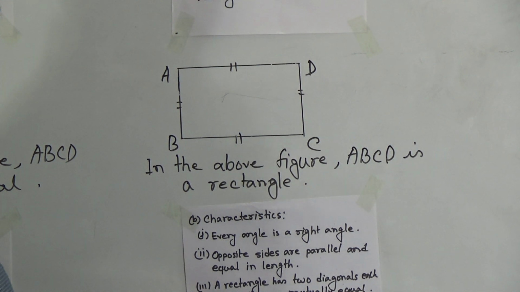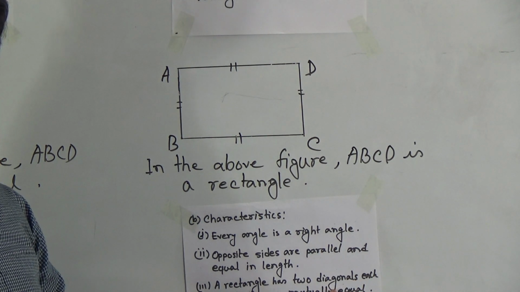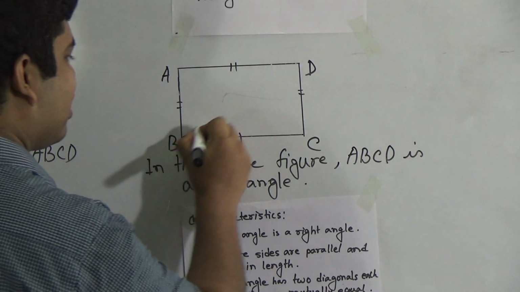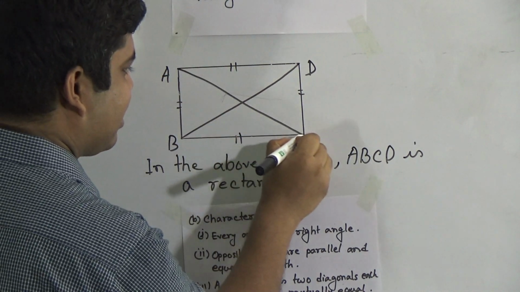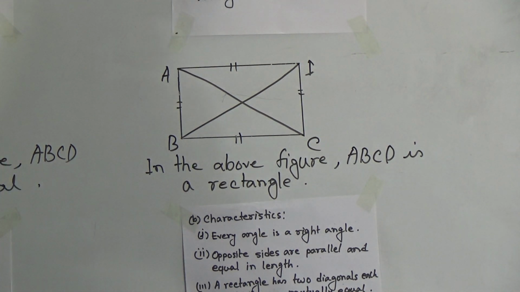Next, number 3, a rectangle has 2 diagonals. A rectangle has how many diagonals? 2 diagonals, each of which is equal. That means if we draw this diagonal and this diagonal, BD diagonal and AC diagonal are both equal. A rectangle has 2 diagonals, which are mutually equal.